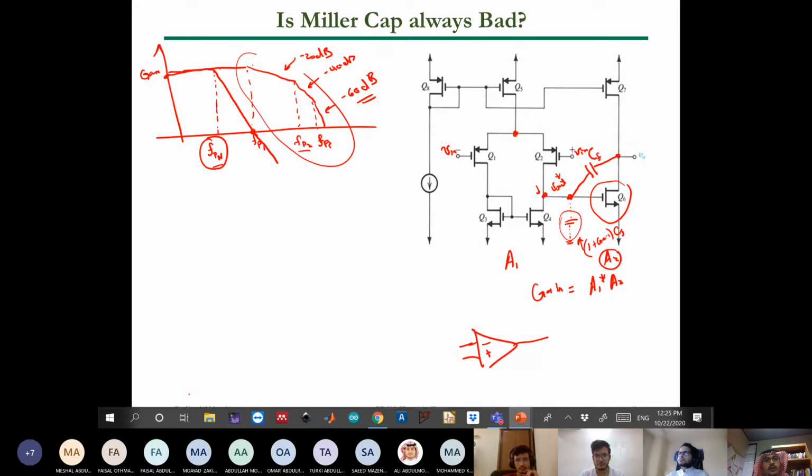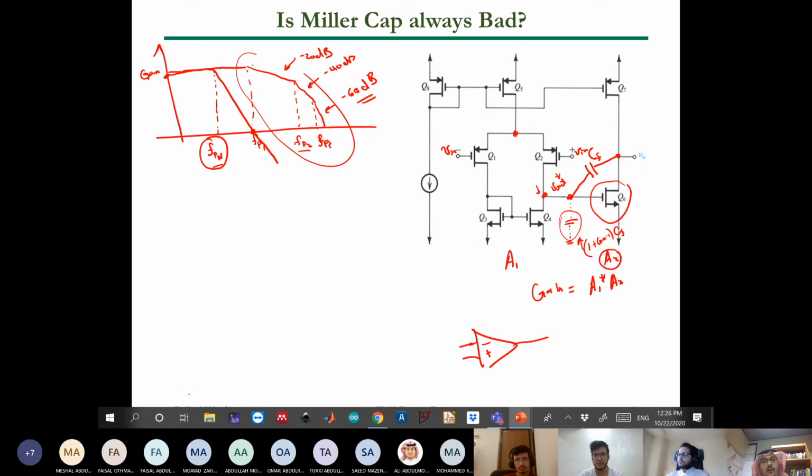شباب it's not always all disadvantage in circuits. Usually we can take it and we can use it somehow, يعني way to improve the circuit. So this is an answer to this question. Is Miller capacitor always bad? The answer is no.